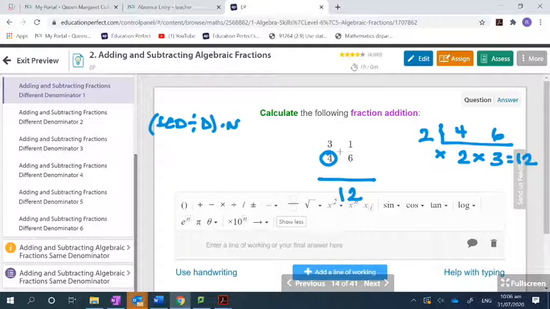What is my first denominator? I said it. 4. You did. 12 divided by 4 is what? 3. I'll take that 3 times my numerator, which is also a 3. And remember, when you multiply, use brackets because you're going to see there are more terms in some of them. So what does 3 times 3 make? 9. So that's my new numerator.